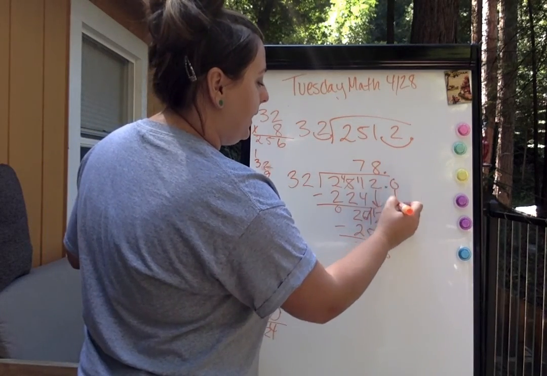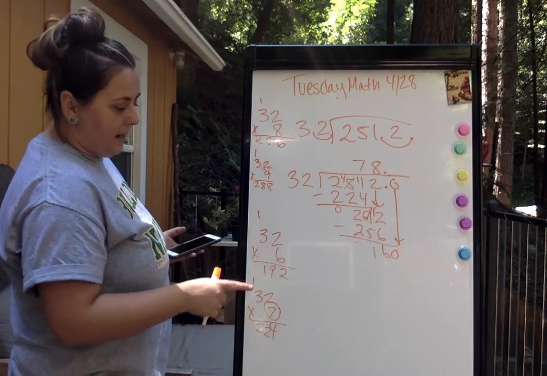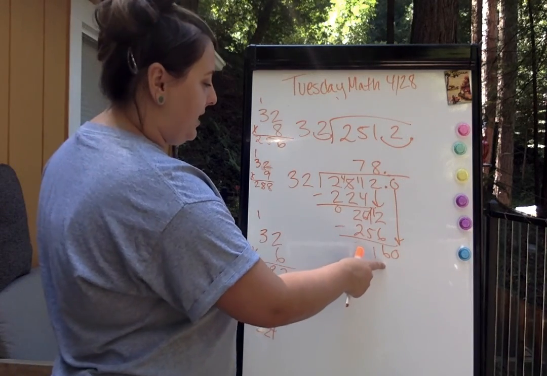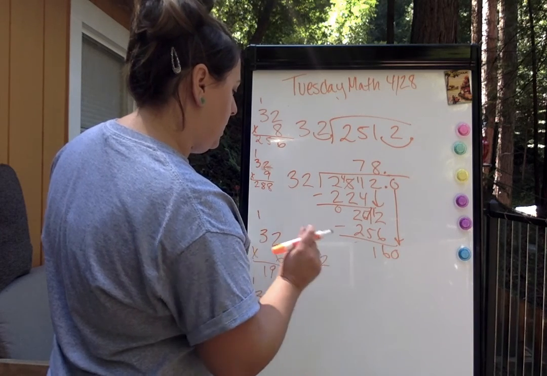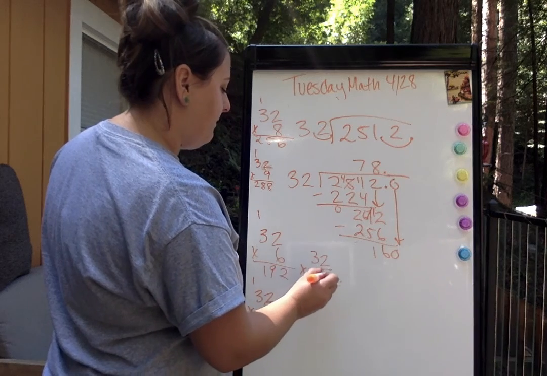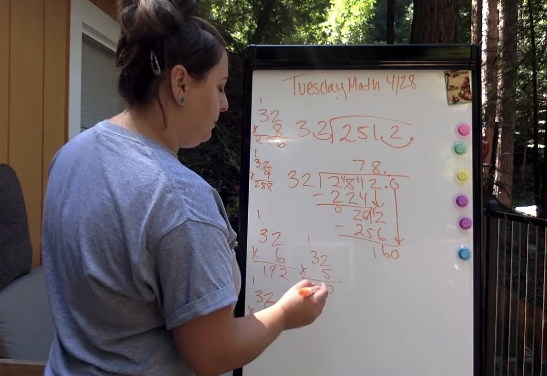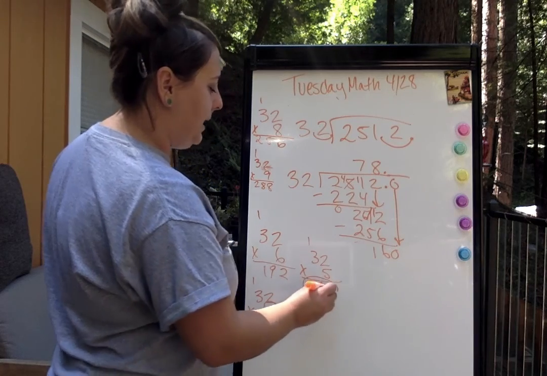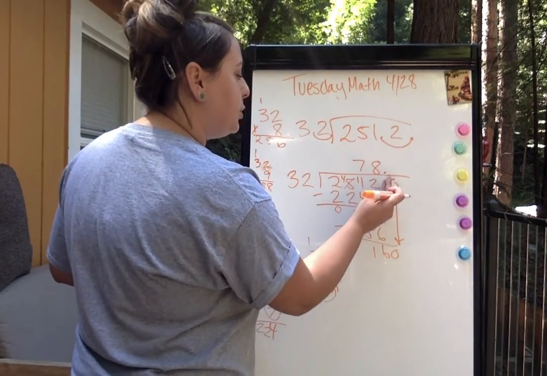And go ahead and bring down a 0. Now, I know it's going to be less than 6 because I'm trying to get to this 160. So I'm going to try 32 times 5. 5 times 2 is 10. 5 times 3 is 15. Plus 1 is 16. Ooh, bingo! I found it. So, remember, your decimal point comes straight up.